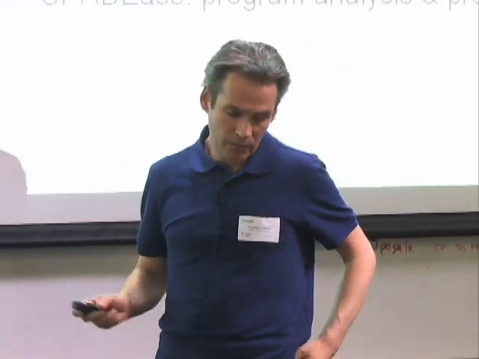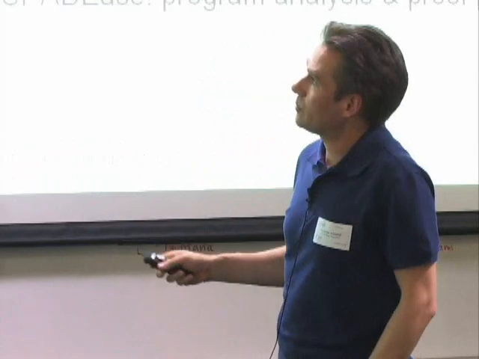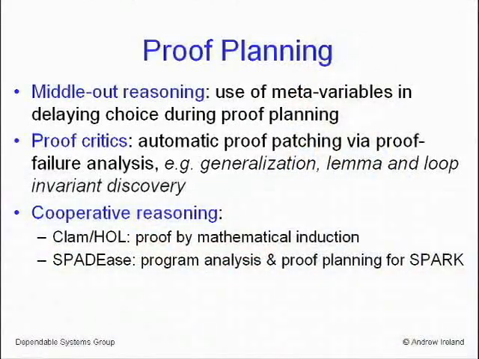So one of the key features of proof planning we're going to make use of is middle-out reasoning, where we use meta variables to delay the choice. There were three examples I showed you. The areas of choice we're focusing on are the frame axiom I showed you, the loop invariance, and also just working out missing lemmas requires middle-out reasoning. I didn't quite show you that detail.